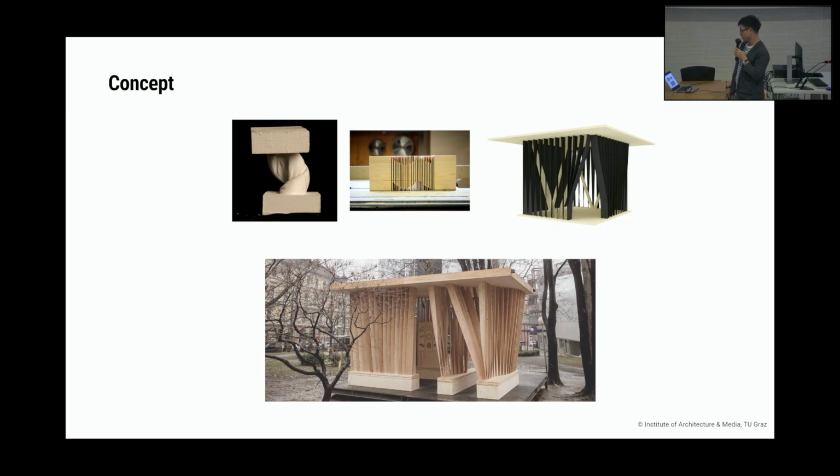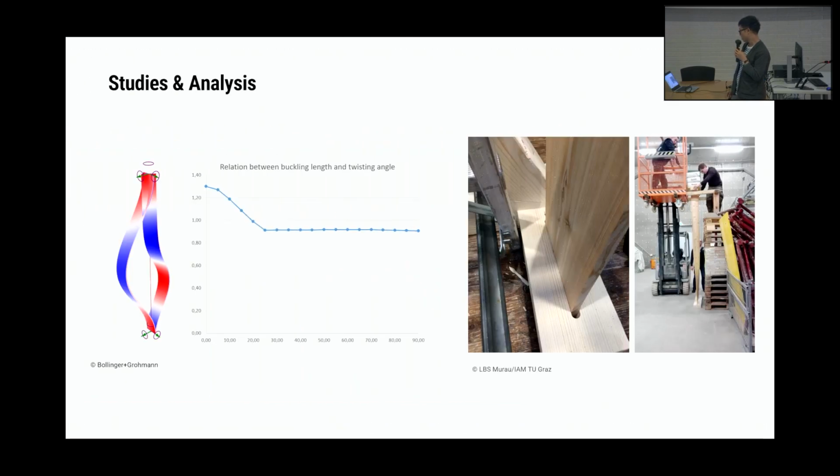The students came up with a system where thin timber strips or lamellas were rotated to form stiffness in the material itself. So we know that when we have a thin strip of timber or even paper, for example, and you put a vertical load on top, it starts to buckle.